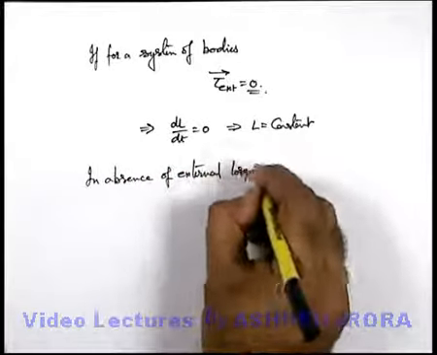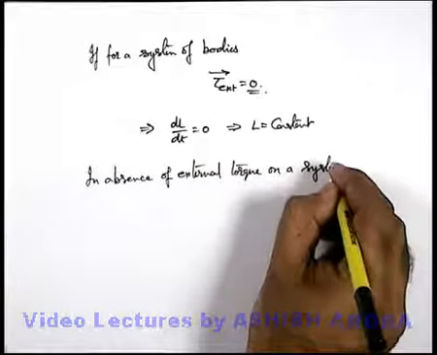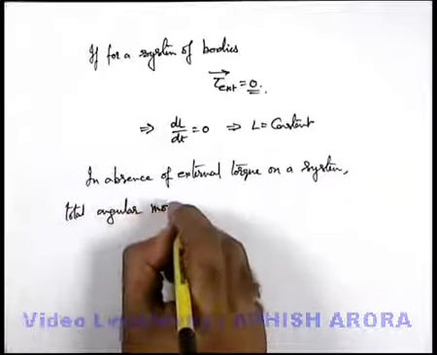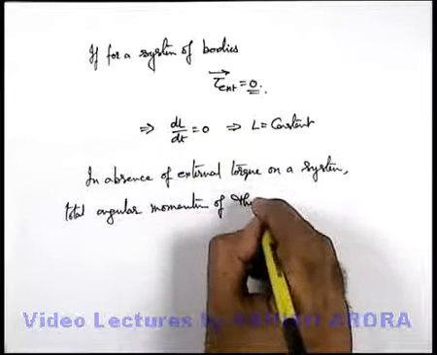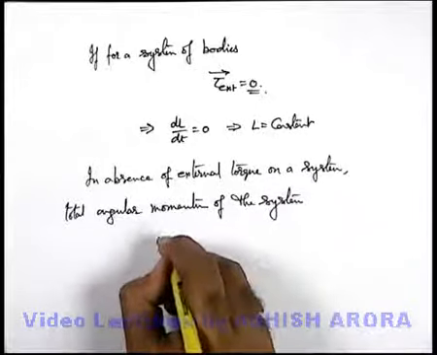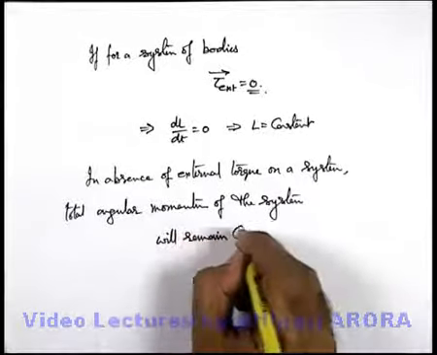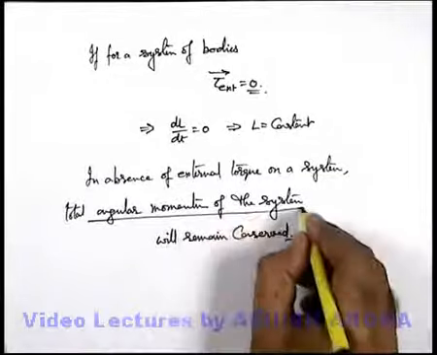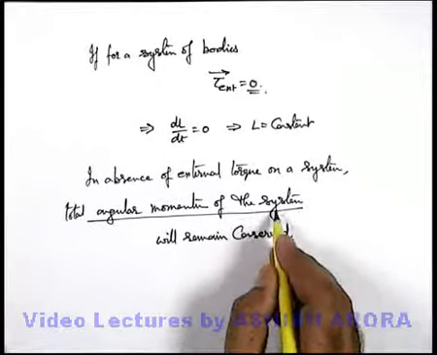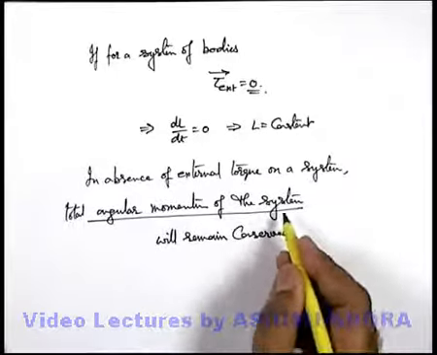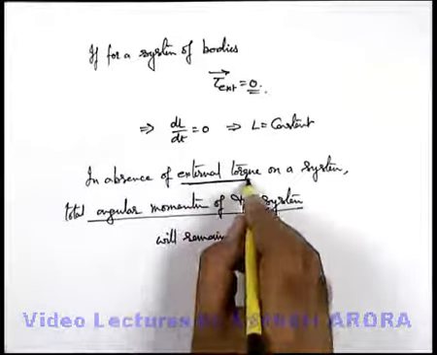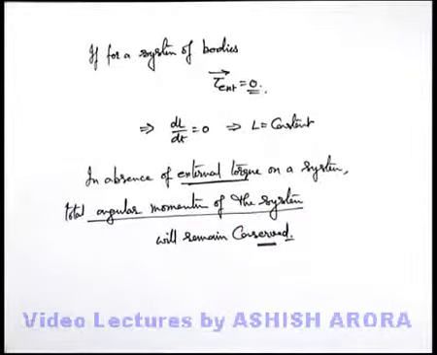external torque on a system, total angular momentum of the system will remain conserved. Here total angular momentum of the system means angular momentum of all the objects which are there in the system, and if there is a single body or two bodies, the sum of the vector angular momentum of all the objects of the system will remain conserved if no external torque is acting on the system. This we can simply state as the law of conservation of angular momentum.